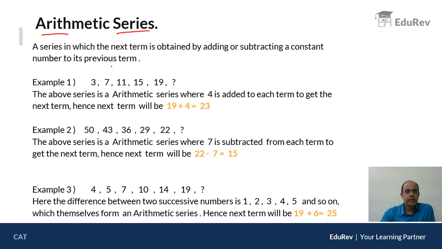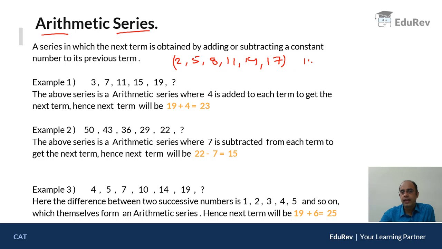Now, as we have read in arithmetic progression, a series in which the next term is obtained by adding or subtracting a constant term to its previous term. For example, if I say 2 and I start adding 3, 2 plus 3 is 5, 5 plus 3 is 8, 8 plus 3 is 11, 11 plus 3 is 14, 14 plus 3 is 17. Such type of series is said to be an arithmetic series. Fine. We keep on adding or subtracting as well.